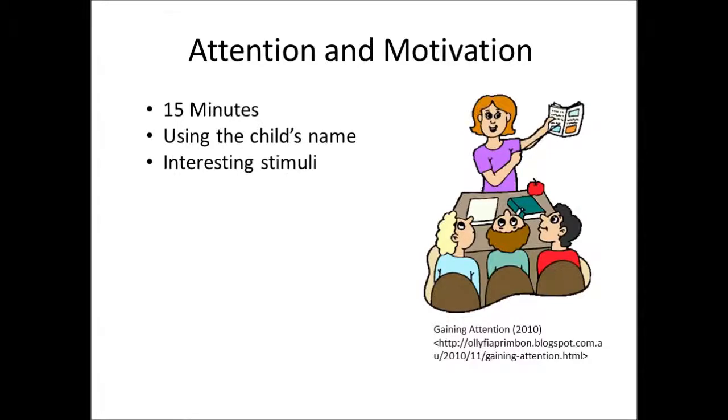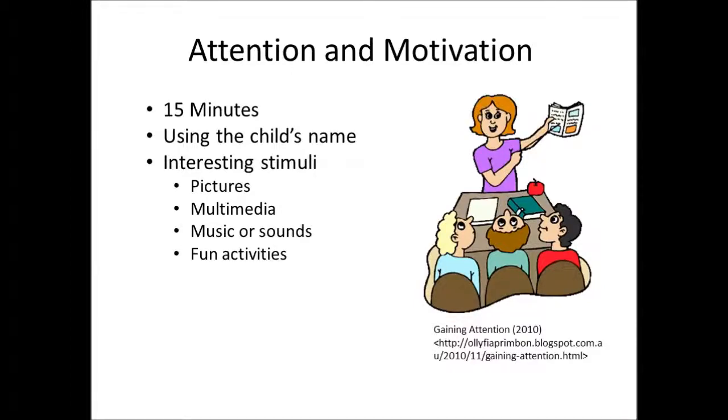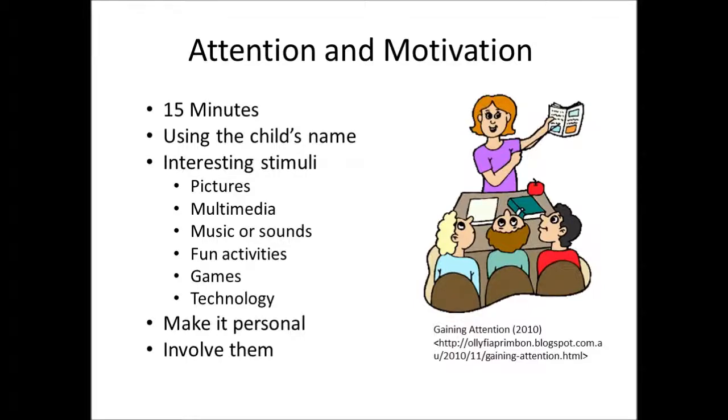Using the child's name. Interesting stimuli. Use different classroom resources that excite or surprise your students. For example, pictures, multimedia, musical sounds, fun activities, games, technology. Make it personal. For example, consider the backgrounds of your students. Involve them. Venti states that student involvement is a positive factor influencing cognitive development. Their paper on student involvement is aimed at first-year university students, but a lot of their suggestions apply to any age. That is, provide feedback, promote cooperative learning groups, advise and mentor, and be enthusiastic yourself.